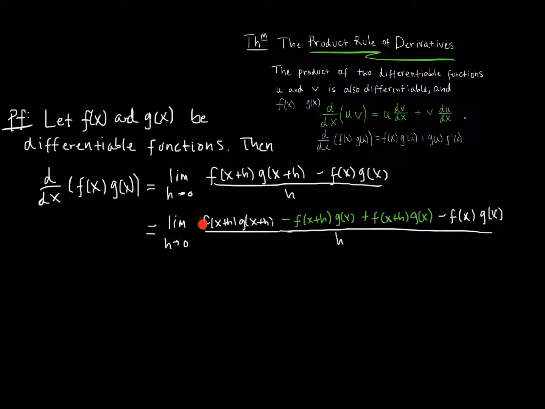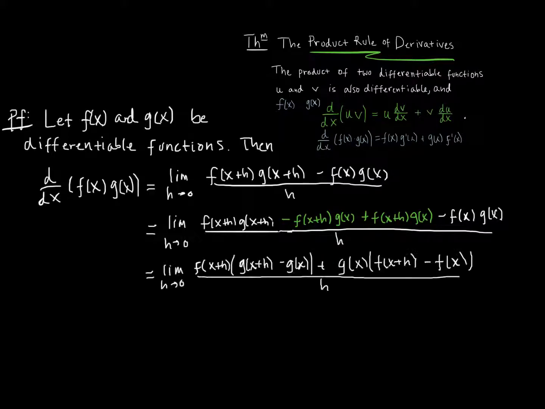So notice, if I take a look at these first two terms here, I can factor out an f of x plus h, which will leave me with g of x plus h minus g of x. And over here I can factor out a g of x, which will leave me with f of x plus h minus f of x. All of this is divided by h, and so I can take each of these factorizations separately and divide by h, which, as we'll see in a second, is going to make everything work out just nicely.